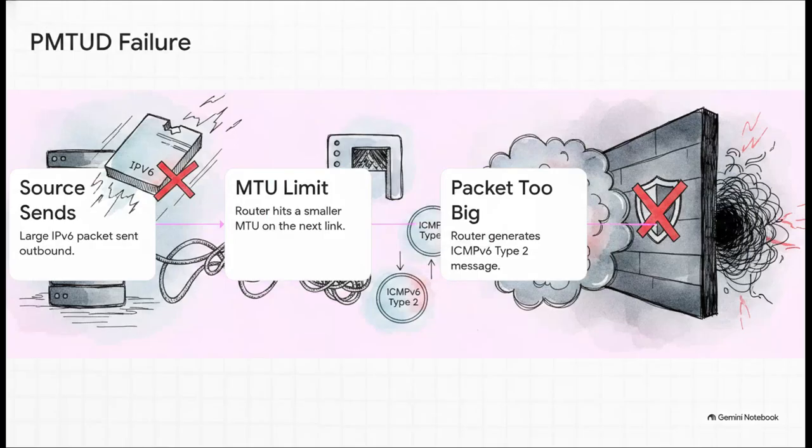Let's move on and see how this builds into one of the most notoriously common misconfigurations out there, Path MTU discovery, or PMTUD failure. Listen closely, because in IPv6, routers do not fragment packets, period. Instead, if a source sends a big packet and hits a router with a smaller MTU limit, that router just drops the packet entirely. It then generates a critical ICMPv6 type 2 packet too big message and sends it back to the original sender. But what happens if an overly aggressive corporate firewall blocks that ICMPv6 packet? The sender never learns that it needs to send smaller packets, and the entire connection drops into a black hole.